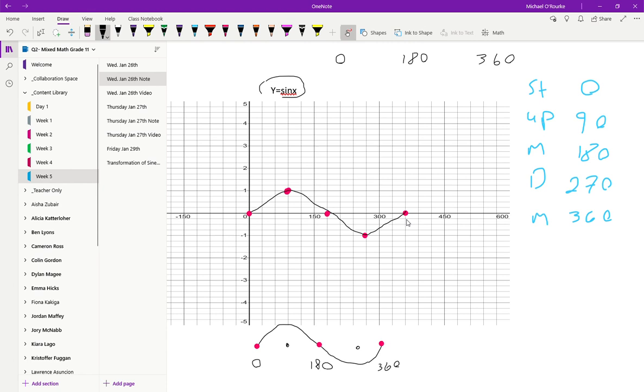Does everyone kind of understand how I drew that original one? I'm going to do it every time just because it makes it easier to draw. I find it easier to graph the transformations from it. Okay?